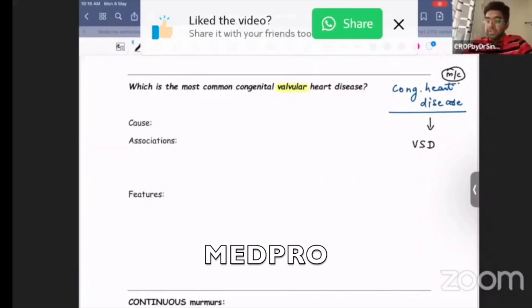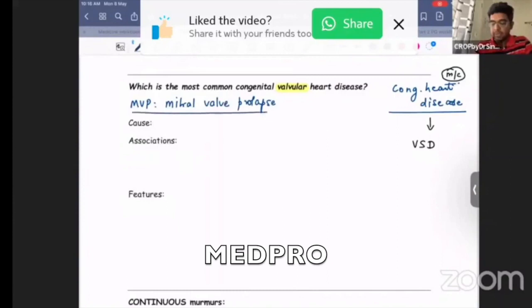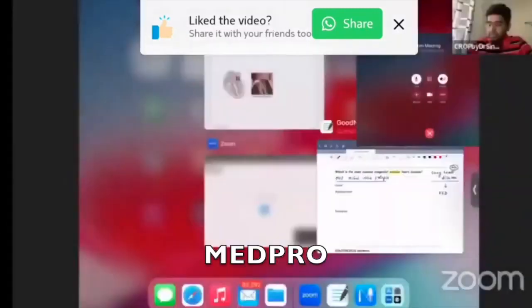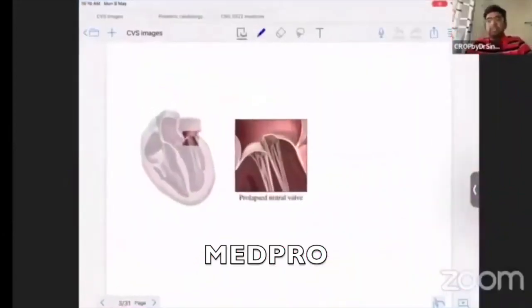The most common valvular heart disease is MVP. What is that? Mitral valve prolapse. This is the most common congenital valvular heart disease. It's a condition characterized by an abnormal looking mitral valve. I am going to put up the picture here. This is actually the mitral valve prolapse.